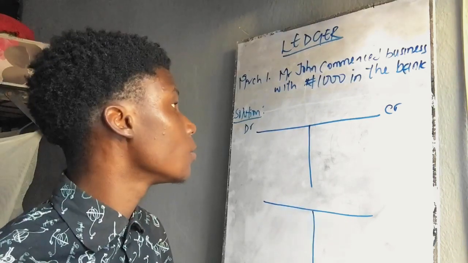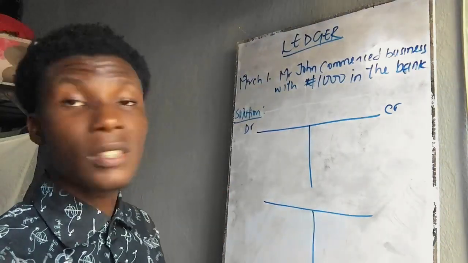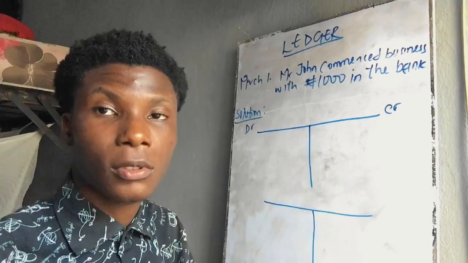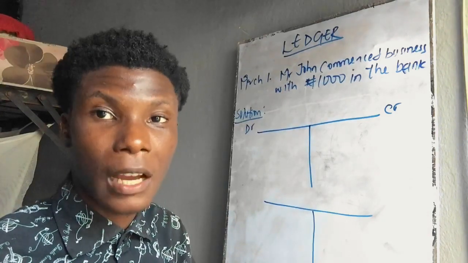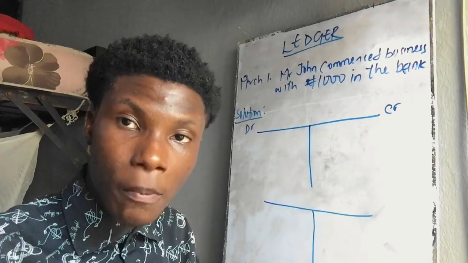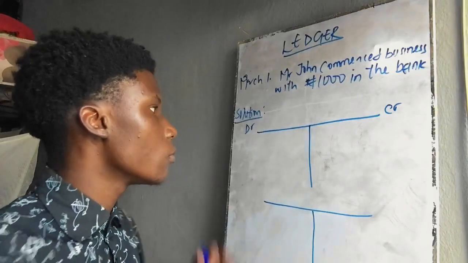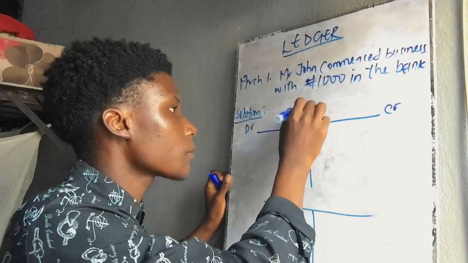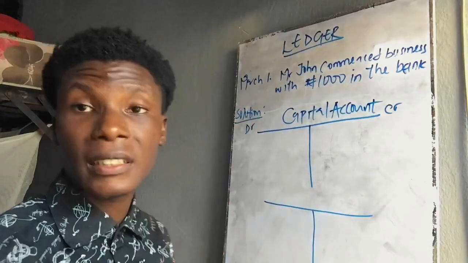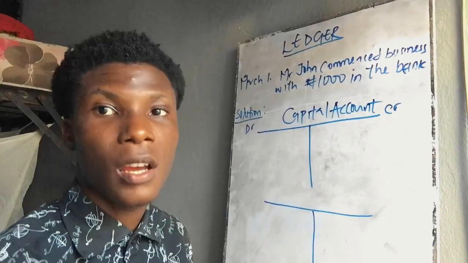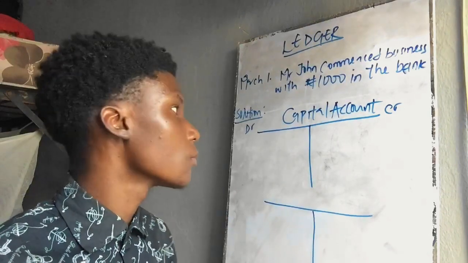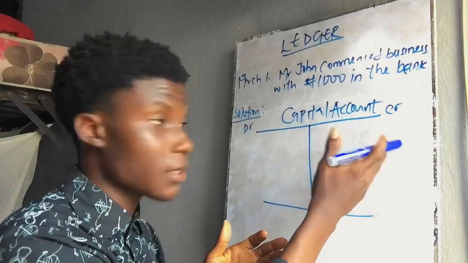Since we are dealing with two accounts here, we are dealing with capital and bank. Please don't forget that, capital and bank, because the money was actually in the bank at this particular date. So we start with the capital account. I already said that the capital account will be credited because the money was in the bank. If the bank is receiving, the capital account is giving out. So this is the credit side.